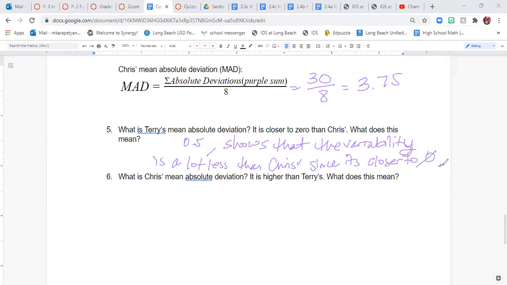What about for number 6? What is Chris's mean absolute deviation? Is it higher than Terry's? What does this mean? Here, I'll switch colors at this point. Any takers?